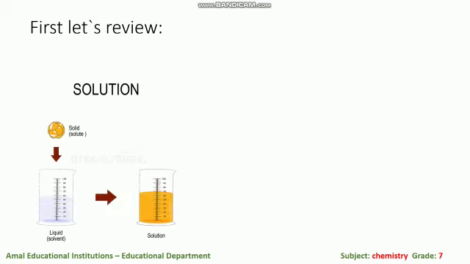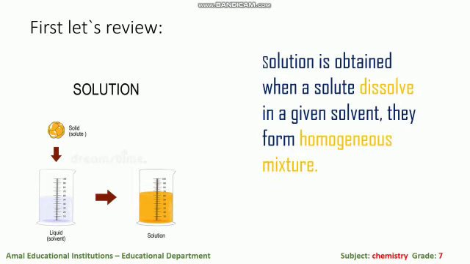First, let's review. If I have a substance and I put it into another substance, here in this example we have a solid substance, I put it in a liquid substance and they dissolve in each other, so they will form a solution. The substance which is dissolved is called the solute, and the substance that does the dissolving is called the solvent. This is the solution. So a solution is obtained when a solute dissolves in a given solvent and they form a homogeneous mixture.